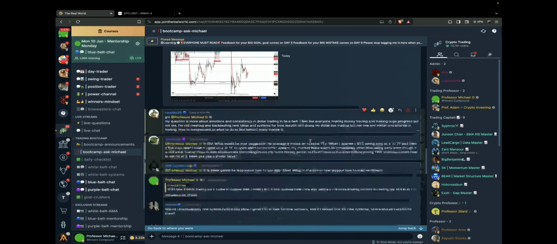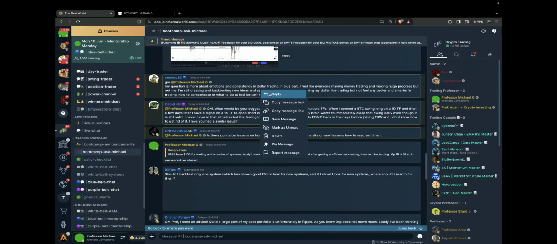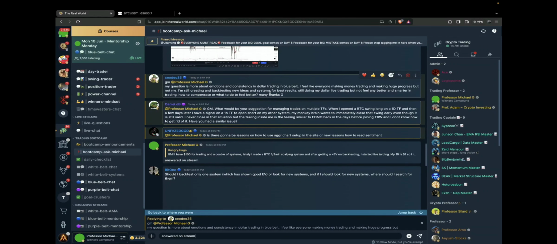So the best way really to describe it is, if you don't get a very clear and obvious setup per your rules, per your system, you don't trade it. And you have to be okay with not taking a trade if there isn't a very clear signal.